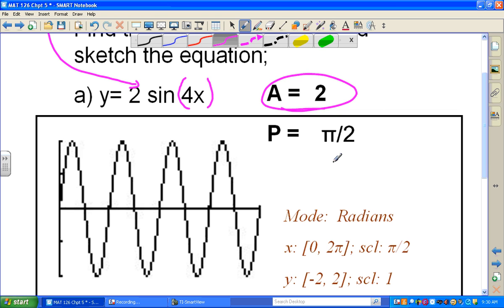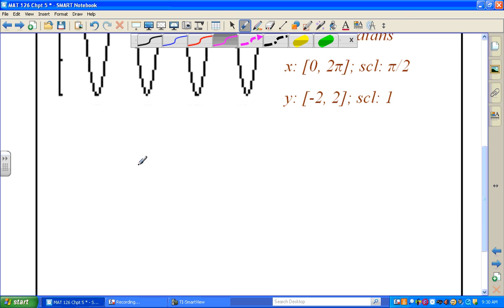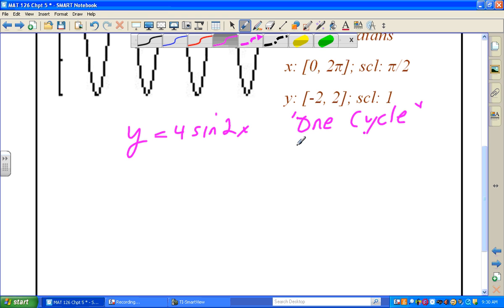So to see one cycle on this, if I want to see one cycle or sketch one cycle, I'll go down here. Y equals 4 sine of 2x. If I want to see just one cycle, okay, this is what you have to give me for homework when you make a sketch.